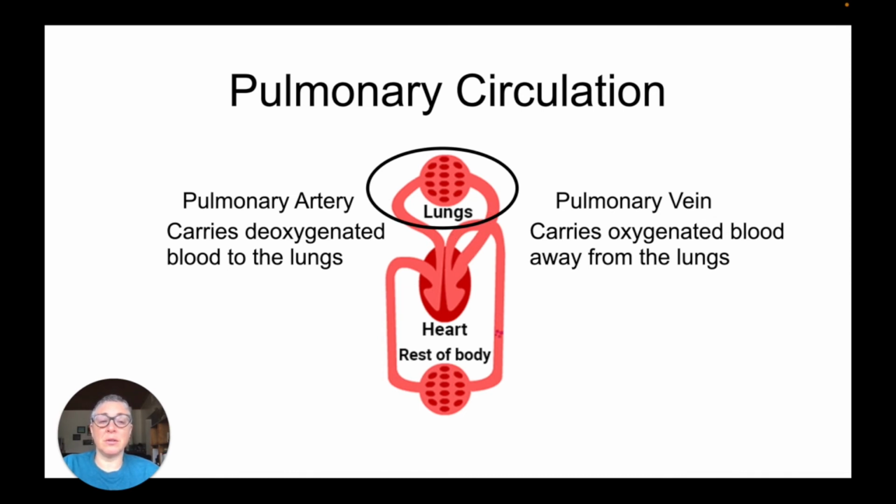Again, this is the only vein that's going to carry oxygenated blood. So when you are doing diagramming or labeling, just make sure that you remember that for the pulmonary circulation, the artery and vein, what they're carrying is different than the rest of the body, which is the systemic circulatory system.